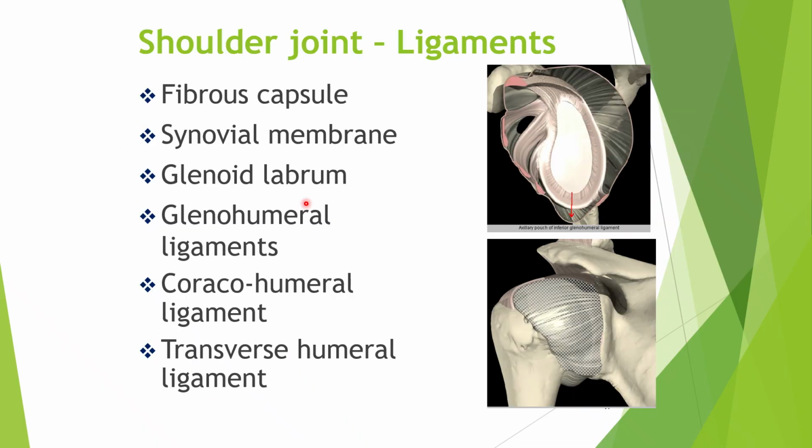The stability of the joint is increased by the fibrous capsule, synovial membrane, glenoidal labrum, glenohumeral ligaments, coracohumeral ligament and the transverse humeral ligament. You can see the rotator cuff muscles, the supraspinatus, infraspinatus, teres minor and the subscapularis, supporting the joint from all ends. Whenever there is a tear in this rotator cuff, there is pain and limited motion of the joint.